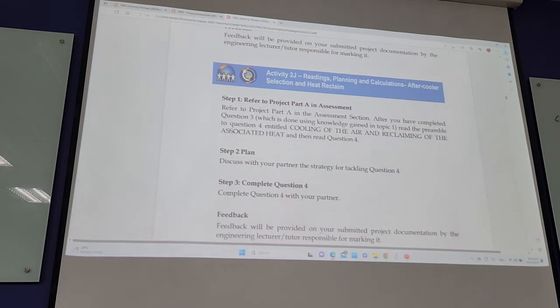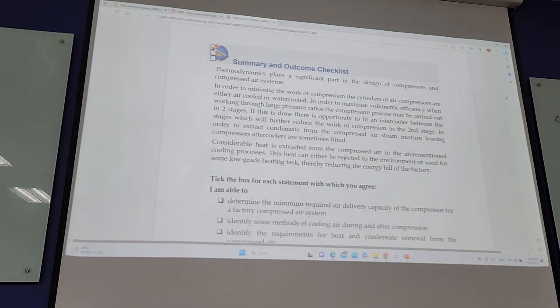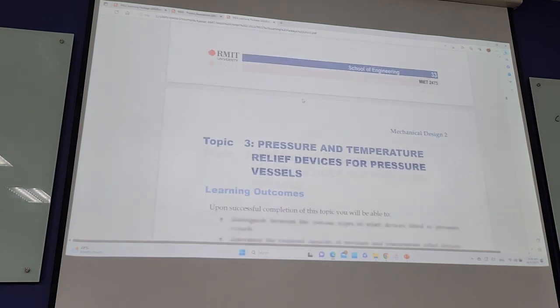Alright, so when you have time, please go to this activity to take a look at the additional information given by my team.